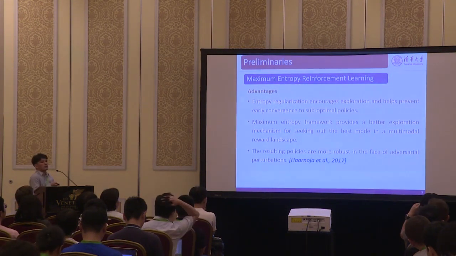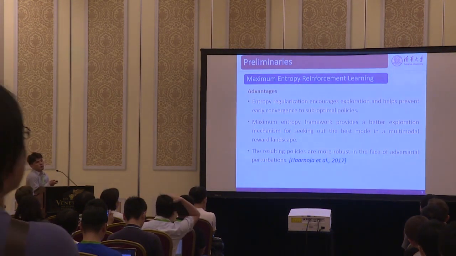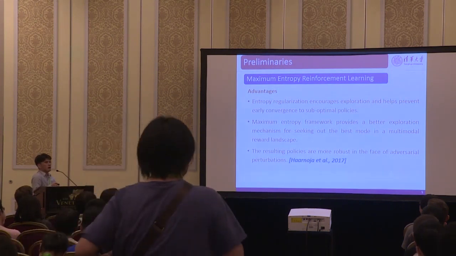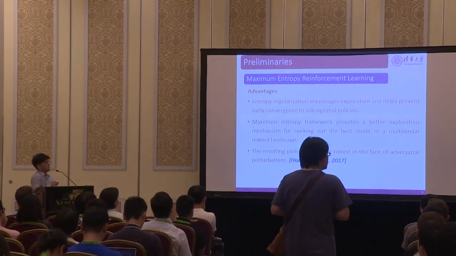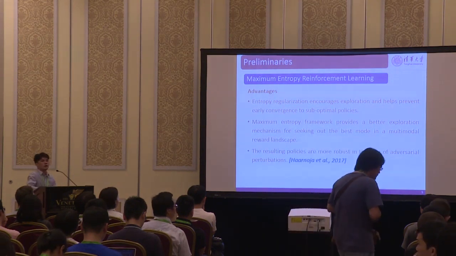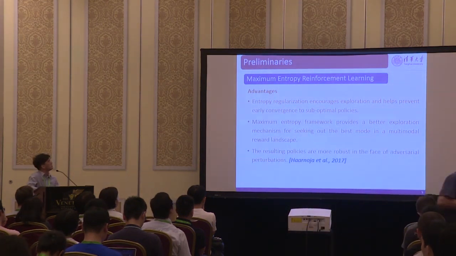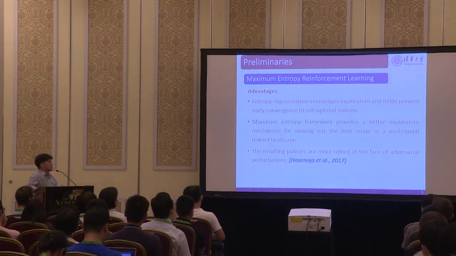Compared to standard reinforcement learning, maximal entropy reinforcement learning has many amazing advantages. First, entropy regularization encourages exploration and helps prevent early convergence to suboptimal policies. Second, the maximal entropy framework provides a better exploration mechanism for seeking out the best mode in a multimodal reward landscape, and the resulting policies are more robust in the face of adversarial perturbations.